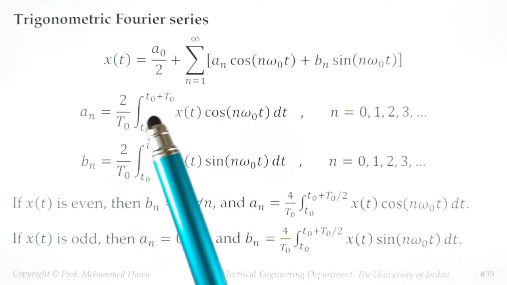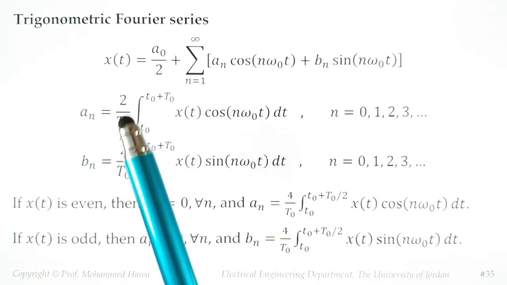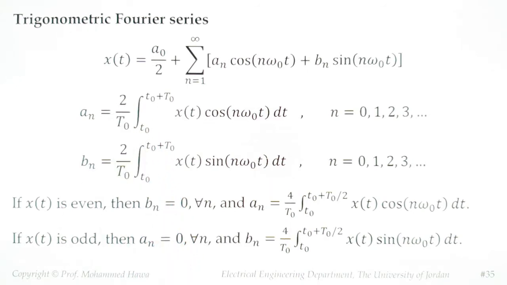The slight difference between this equation and the previous one is that you have to multiply by 2 over t naught. Students remember 1 over t naught for the complex exponential, and they forget that for the trigonometric form you need 2 over t naught.